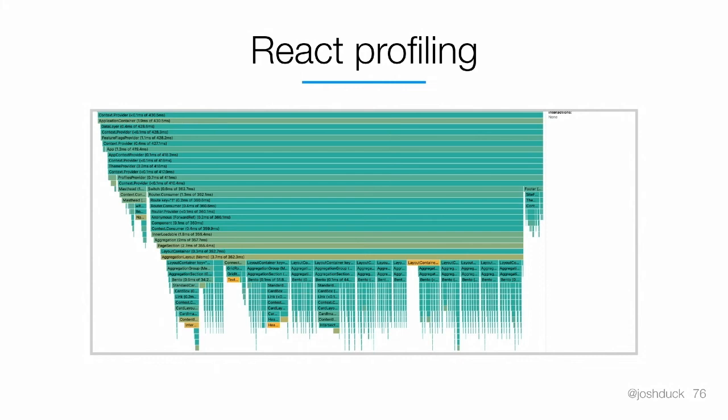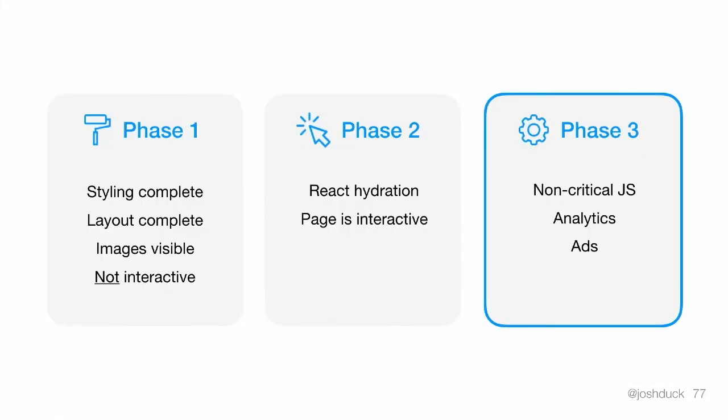So they might be doing things like setting state on component did mount. And that's just wasting time, so just don't do that. React DevTools will help you find those instances. Now, the third phase was things that were non-critical to the page.